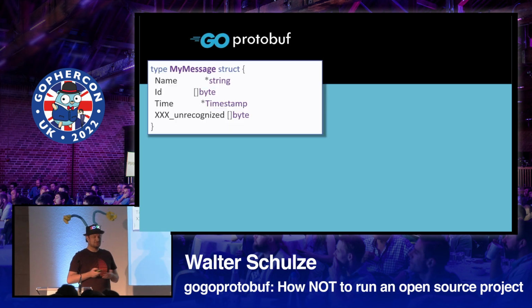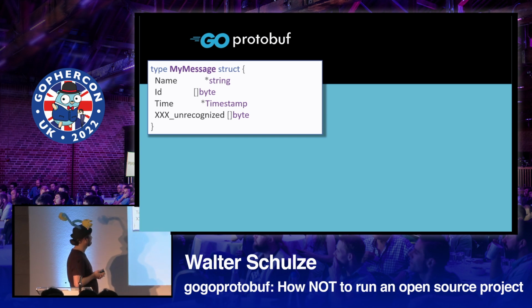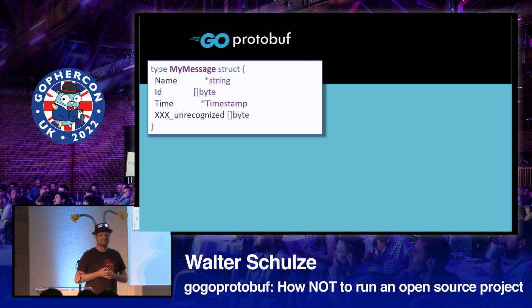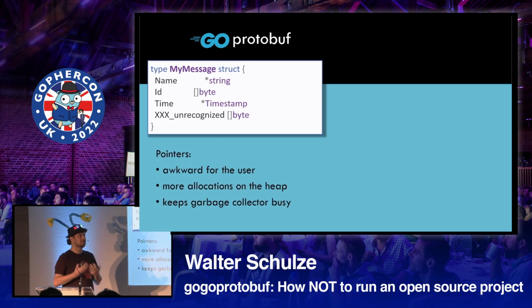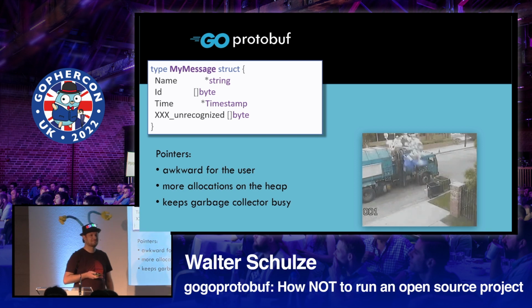So, but there were problems with using protocol buffers. If you look at this well-formatted struct, that's generated by protocol buffers. It has a few problems, especially with the pointers, because they make it awkward to use, and they also mean that when you deserialize, you're allocating extra memory on the heap. And that makes it even slower to unmarshal, and it's also another pointer for the garbage collector to keep track of, and no one wants a tired garbage collector.